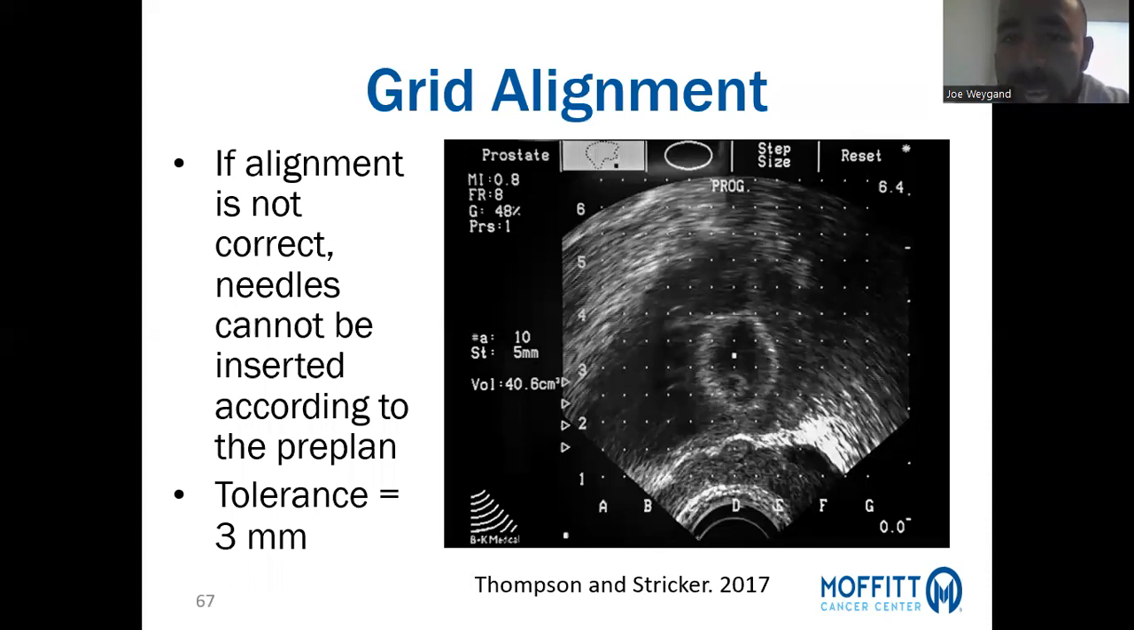One can also assess the alignment of the grid. The grid is important for allowing us to know where we place the needles that we insert for prostate brachytherapy, whether it's high dose rate or low dose rate. If the alignment is not correct, the needles cannot be inserted according to the radiation pre-plan. The tolerance here is 3 millimeters.